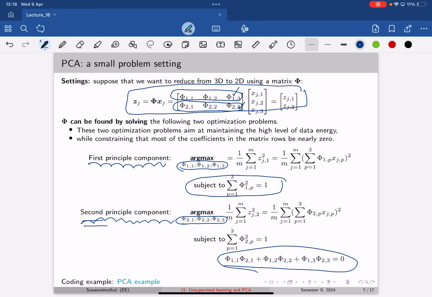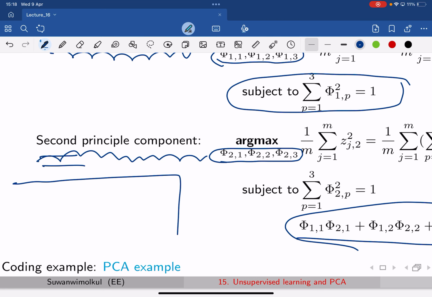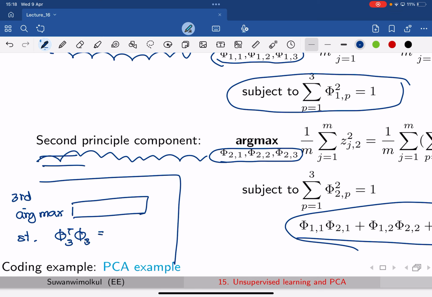But if you have 3 components, then your third principal component will also have to do the argmax on something which we haven't yet talked about, but subject to phi 3 transpose phi 3 equal to 1, and phi 3 transpose phi 1 equal to 0, phi 3 transpose phi 2 equal to 0. That is to ensure that it is orthogonal to the others, and has a correlation of 1 with itself.